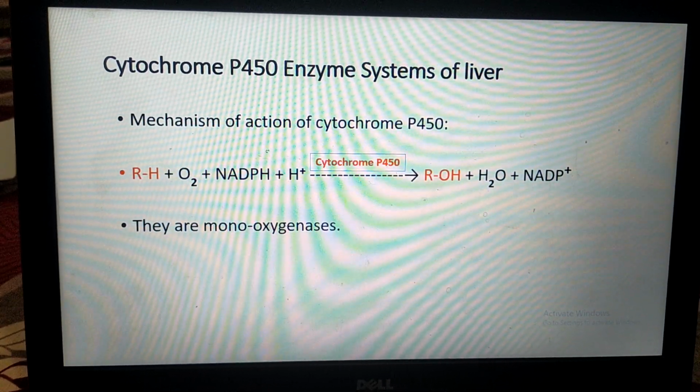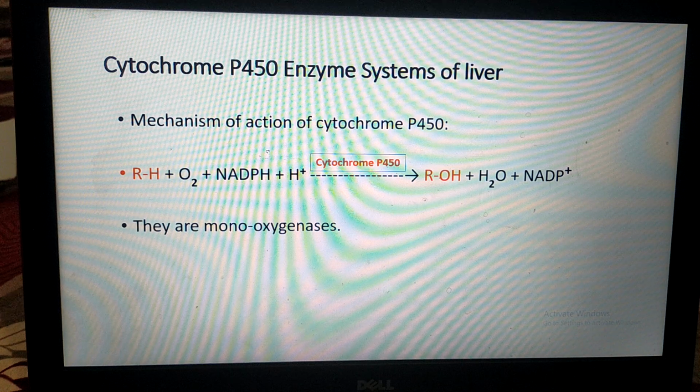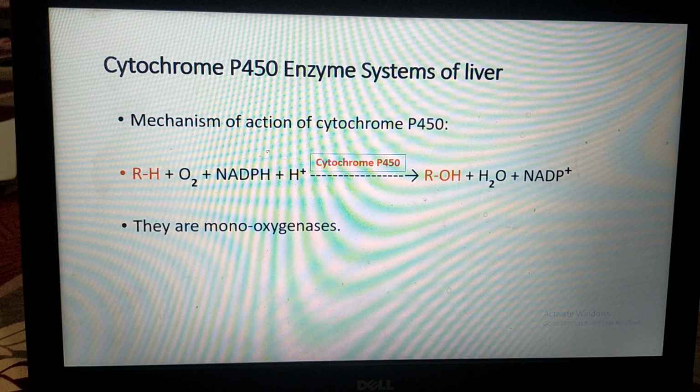Now, this is the mechanism of action of cytochrome P450. On the left side, I have written a hydrocarbon compound RH, which is purely hydrophobic in nature. This cytochrome P450 will convert this RH into ROH, or alcoholic form, with the help of coenzyme NADPH and molecular oxygen. So here an OH group is added. Due to addition of this OH group into the RH, it is now water soluble.